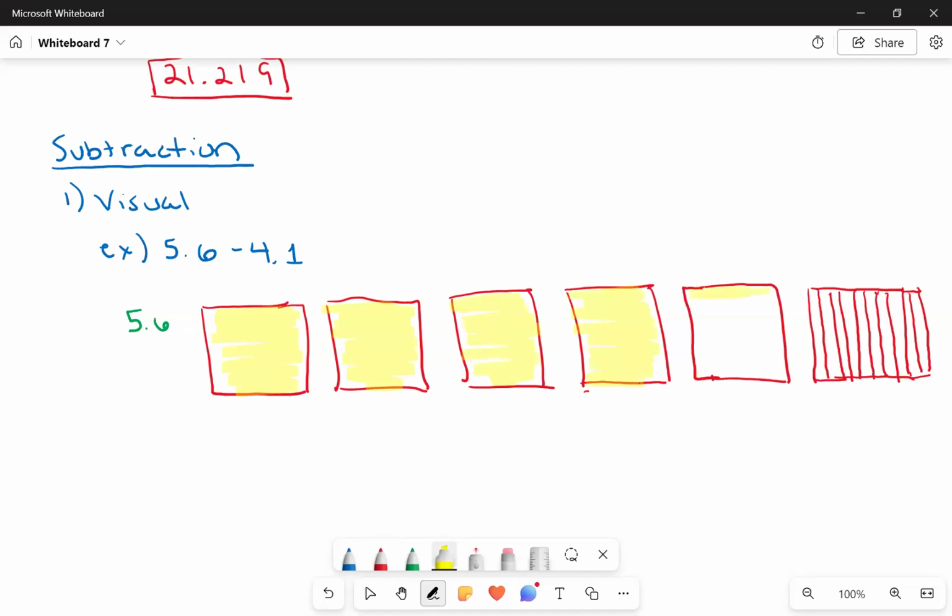Five whole numbers. 6 of these little rectangles. All right, cool. So then for the subtraction element, we literally are going to remove 4 of these squares, 4 whole numbers. So I'll just put an X through them.